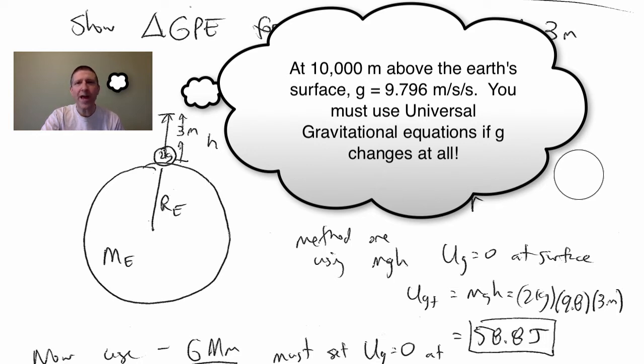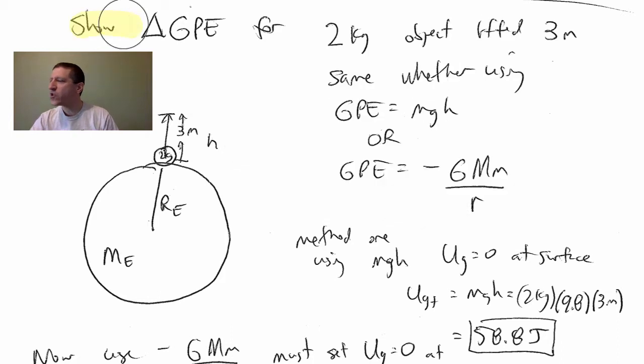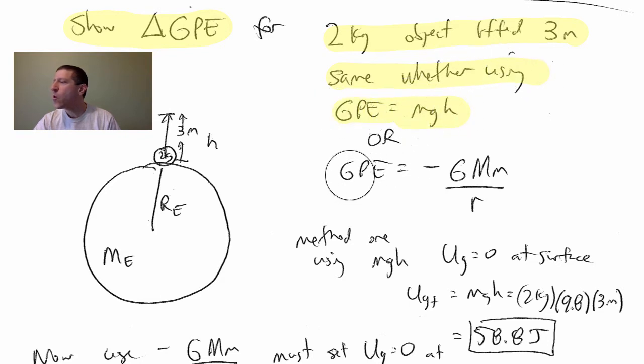But I want to show you that universal gravitation will work for any situation, even if we're really close to the Earth. And what I want to show you right now is that the change of gravitational potential energy for a 2-kilogram object lifted 3 meters off the surface of the Earth, that change in GPE will be the same whether we're using MGH or the universal gravitational equation. It will be the same. The change will be the same.